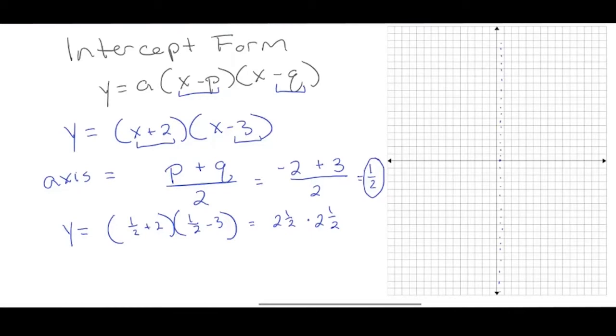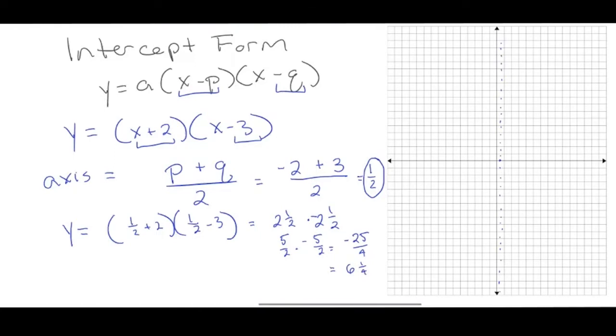A couple ways to do that. I would turn this into improper fractions. That'll be 5/2 times negative 5/2, which is negative 25/4. All right, and so that's actually negative 6 1/4.